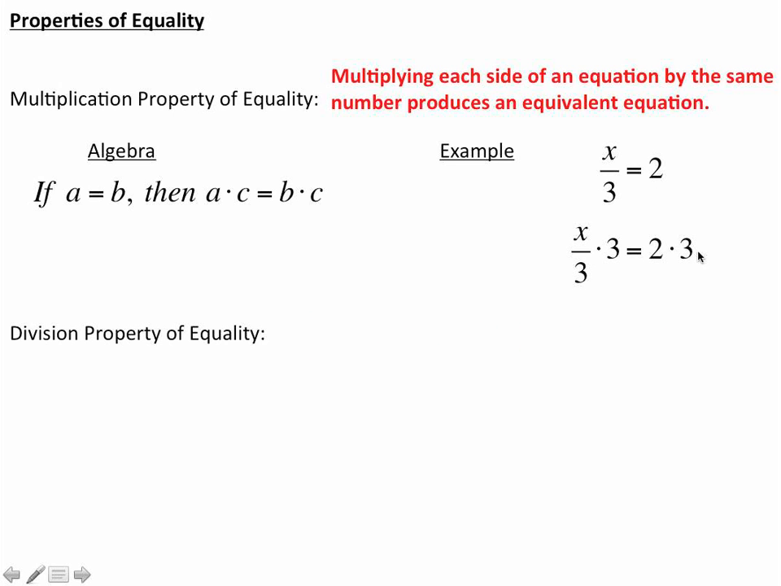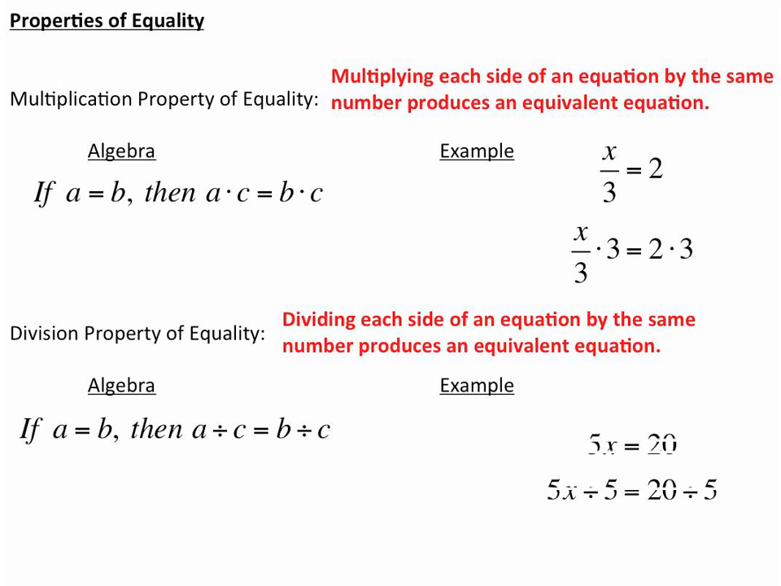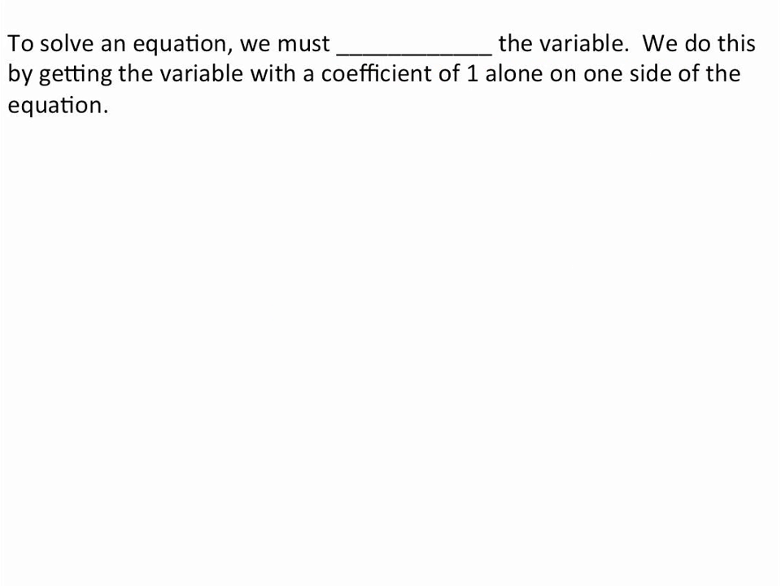Okay? And then likewise for division, dividing each side by the same number produces an equivalent equation. So if A is equal to B, then A divided by C is equal to B divided by C. So if I had 5x is equal to 20, well, an easy thing to do would be to divide both sides by 5 to get the x all by itself, and I'd wind up with the same solution set.